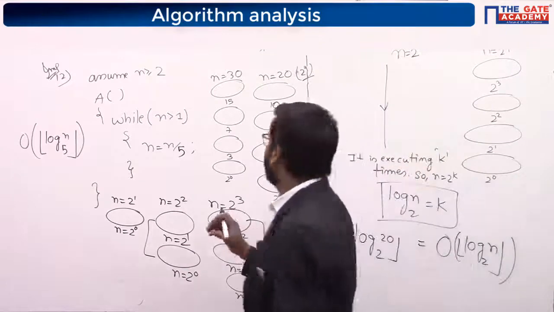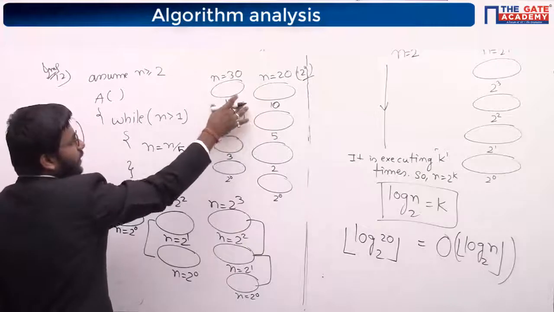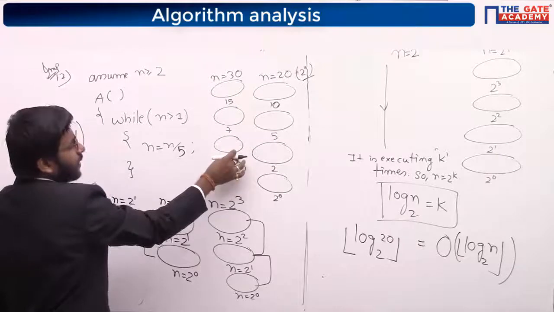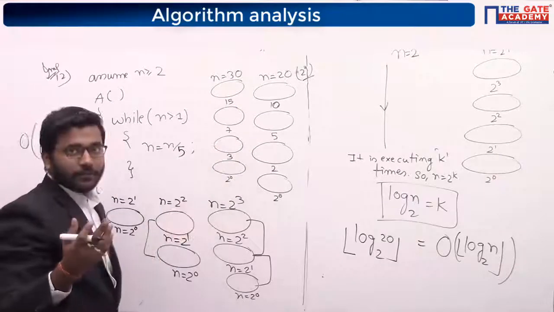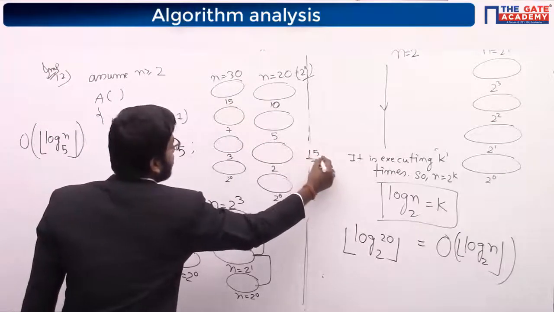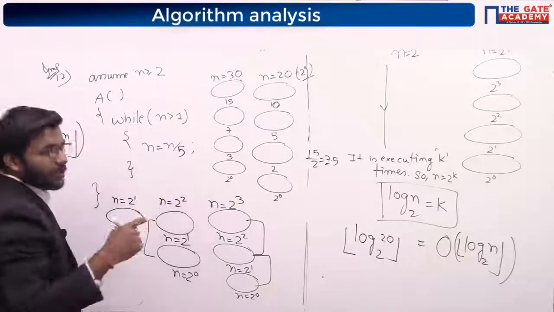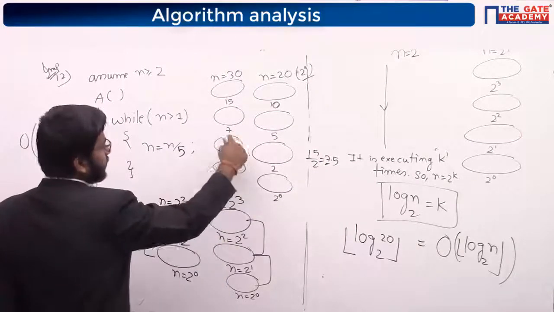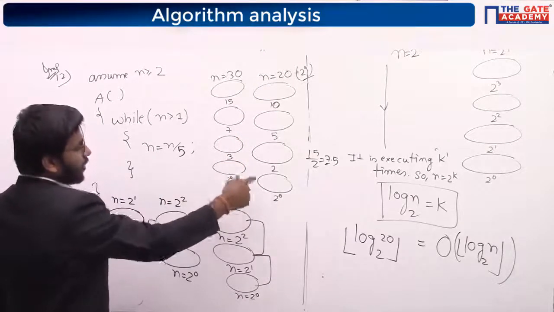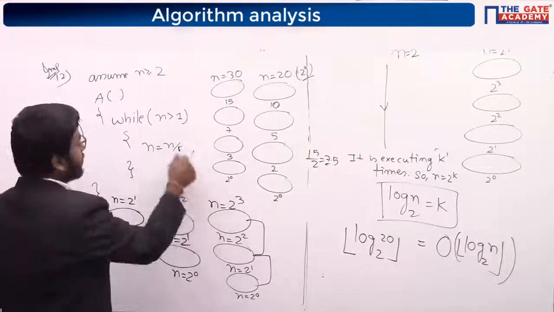Take n equal to 30. When n is 30, you divide by 2 and get 15, which goes inside the loop because it is greater than 1. Divide by 2 again: 15 by 2 is 7.5, so we take 7 only, because it is an int, not a float. Then 7 by 2 is 3.5, so it is 3. Then 1.5 is 1, which is 2 to the 0. So how many times is it executing? 4 times only, because 1 is not greater than 1.